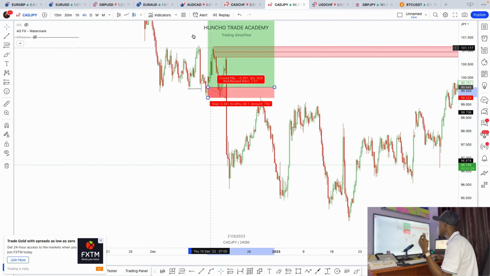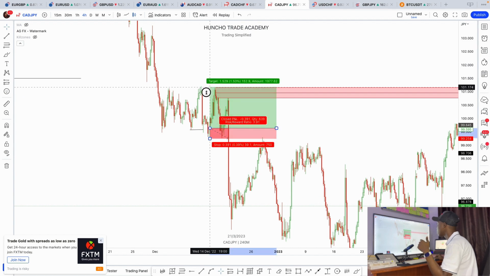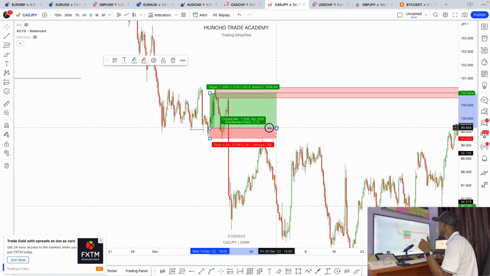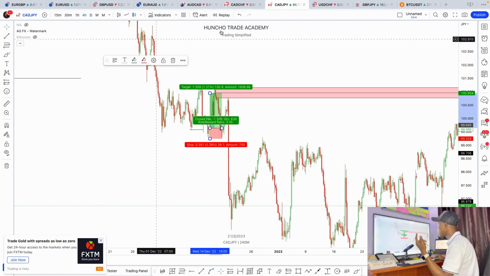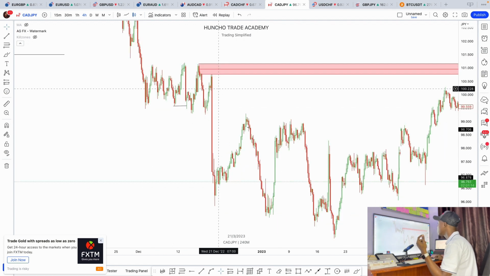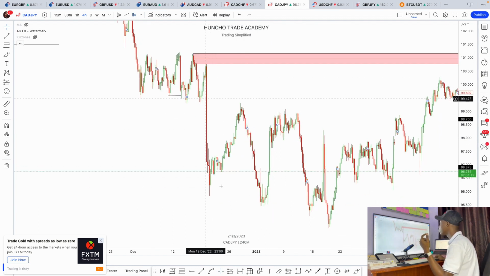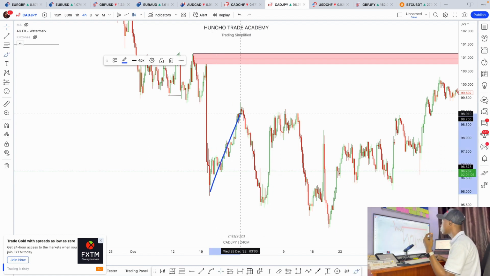Then stop loss here, right? Target around this supply zone, giving us a 1 to 3 risk to reward. That's one. So after this big push to the downside, let's take for instance, you couldn't bank on this move to the upside, right?